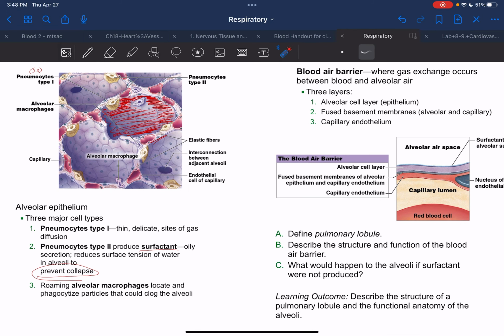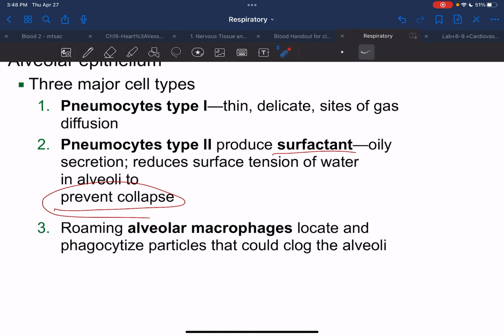And then macrophages. Macrophages, do we remember what they do?